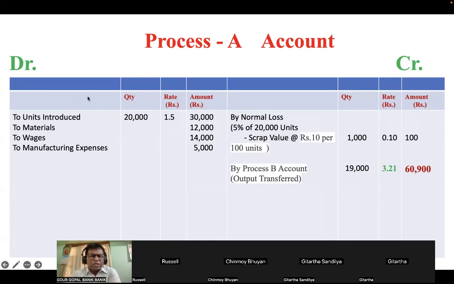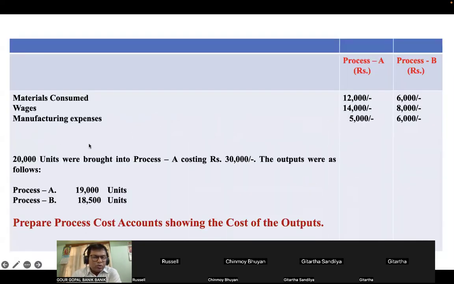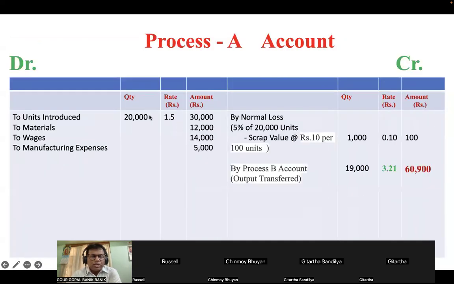You can put particulars here, no problem. I told you that we have purchased 20,000 units. So 20,000 units introduced in process A. It is given in the question. Want to see? See, 20,000 units are bought in the process for 30,000 rupees. So I have put 20,000 and cost I put 30,000, and 30,000 I have divided by 20,000, and per unit cost is coming 1.5. You need not make all per unit figures here, but you can make them also.